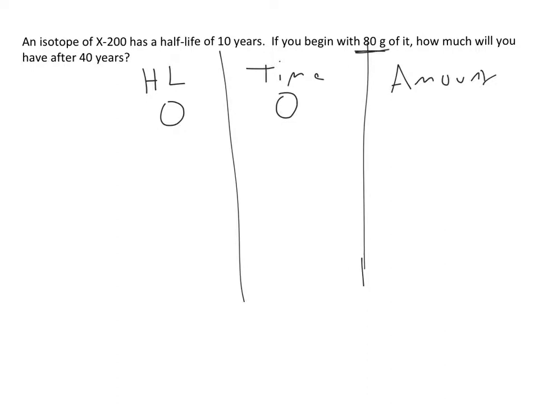So we're starting with 80 grams of this, so I'm going to write 80 grams under the amount. And now we're just going to try to figure out, the half-life is 10 years, so every 10 years it's going to cut in half, and we want to know how much it'll be after 40 years. So we're going to just fill down this chart.